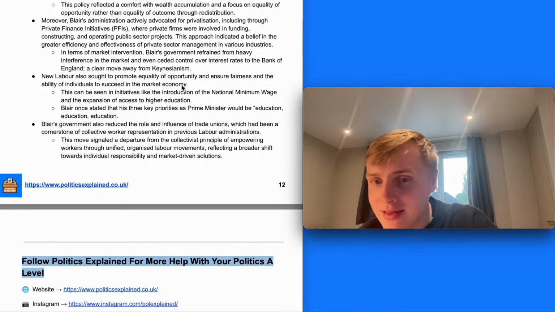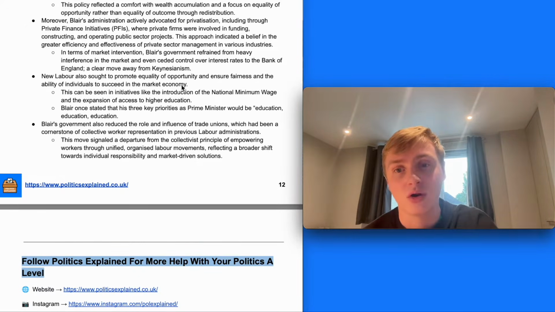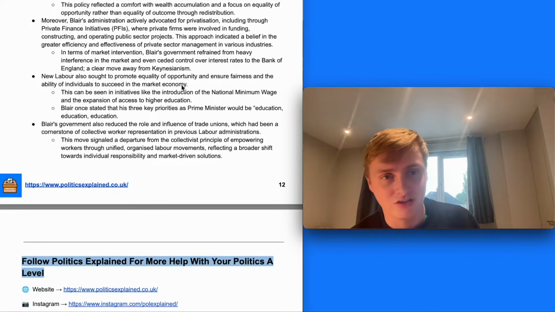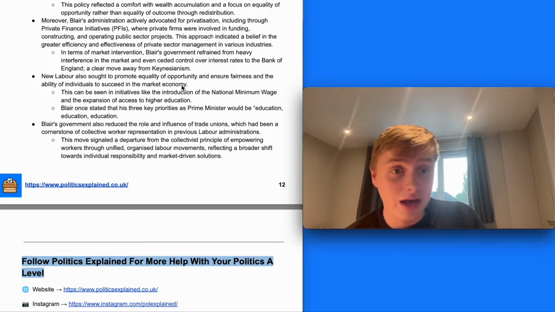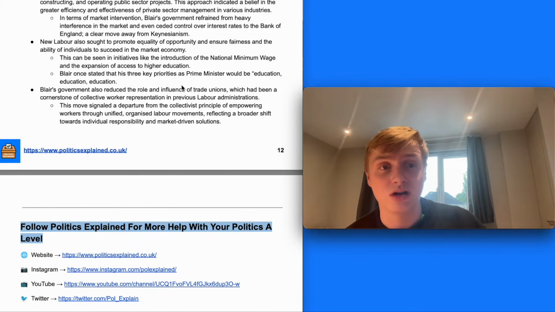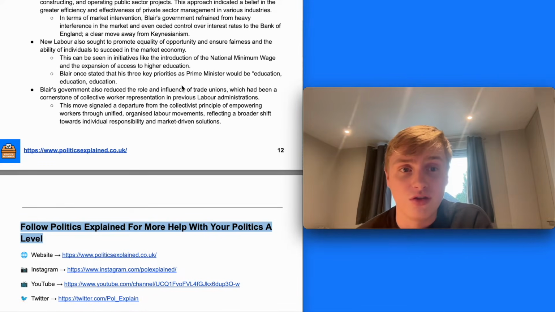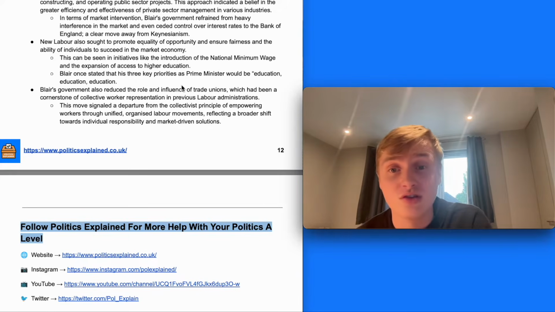In a way, they can be seen as socialists in some way because there's a real pursuit of equality, even if it's not equality of outcome. And you see that through the emphasis on education and the introduction of the national minimum wage. However, they also really sought to reduce the role and influence of the trade unions, which you see in the Labour Party in the period where they become just a lot less important, and that shows this move away from collectivism as well.